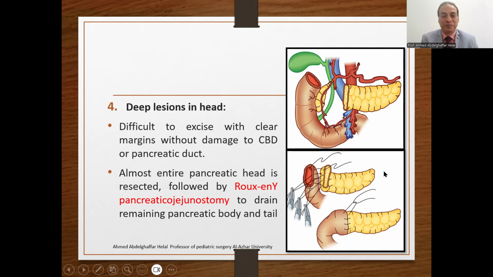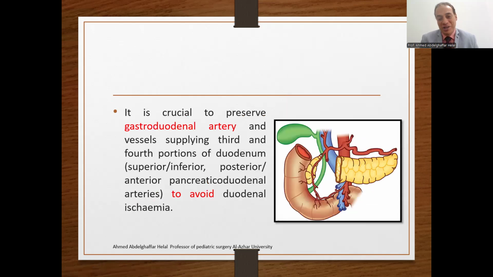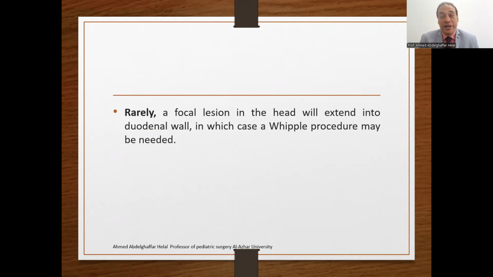Very important, it's essential to preserve the gastroduodenal artery and the vessels supplying the third and the fourth part of the duodenum, the superior, inferior, posterior and anterior pancreaticoduodenal arteries, to avoid duodenal ischemia after excision of deep lesions affecting the head. Rarely, the focal lesion in the head will extend into the duodenal wall. In such cases, a Whipple may be needed.